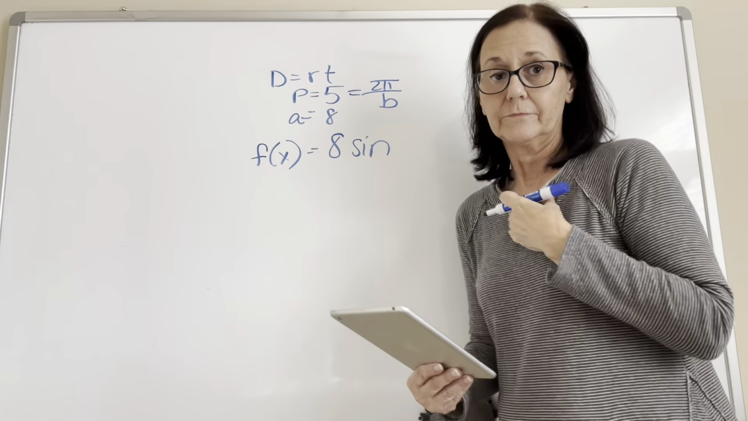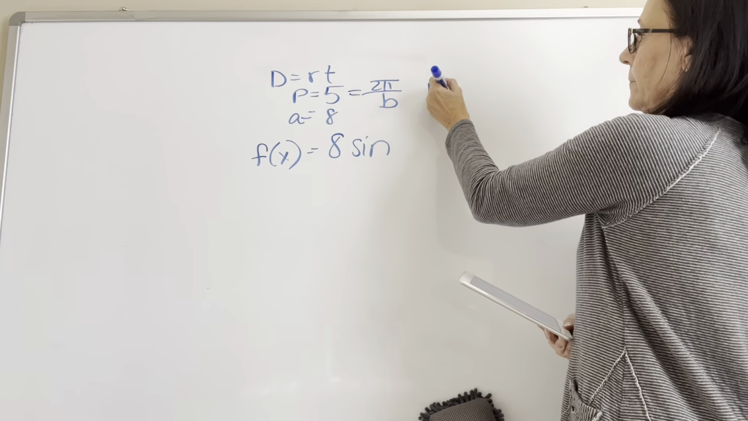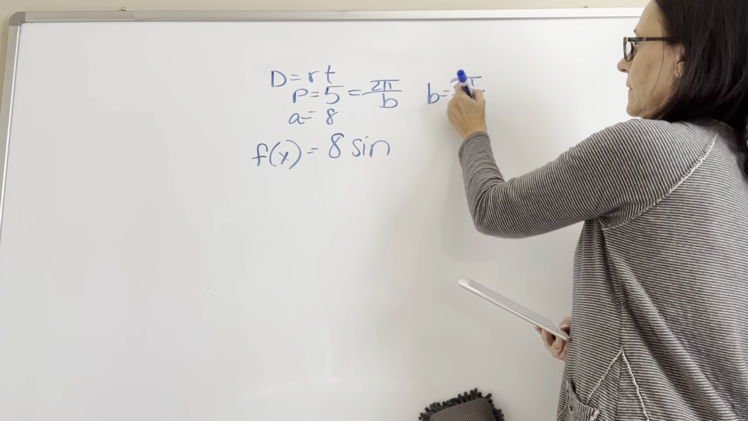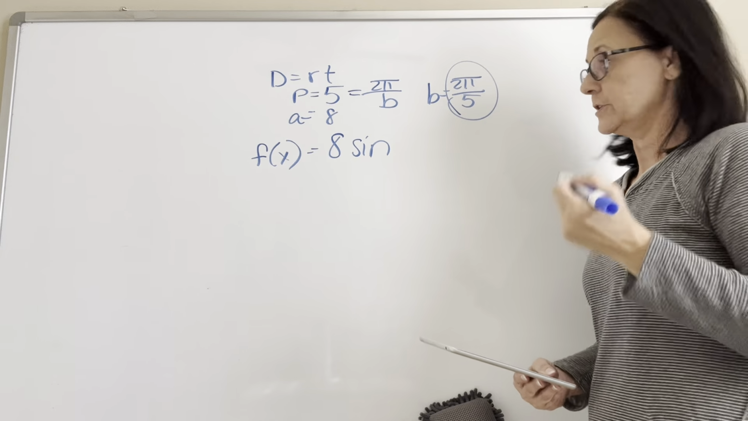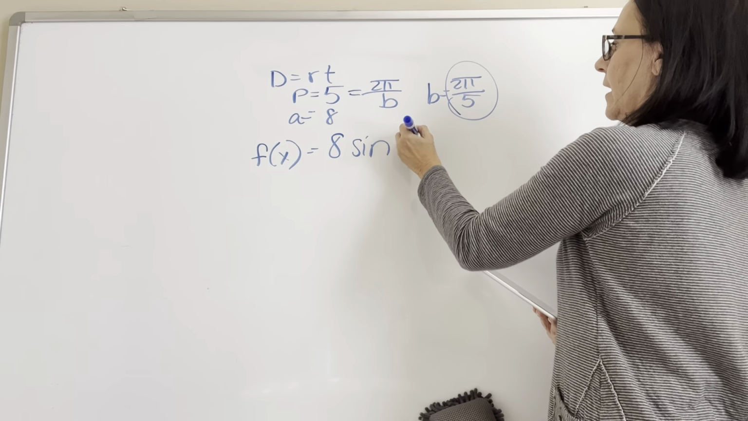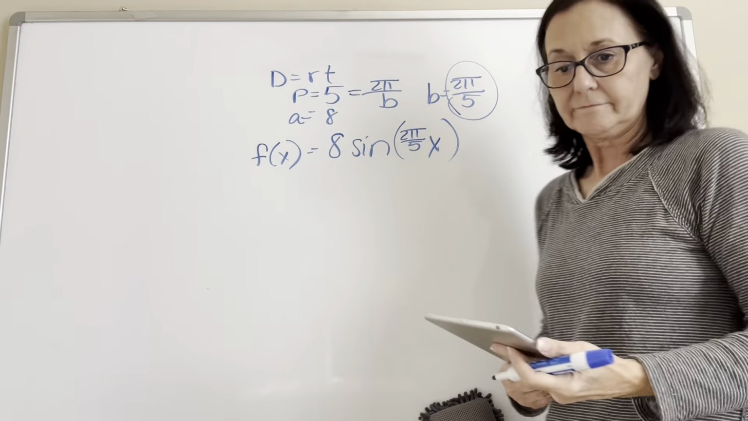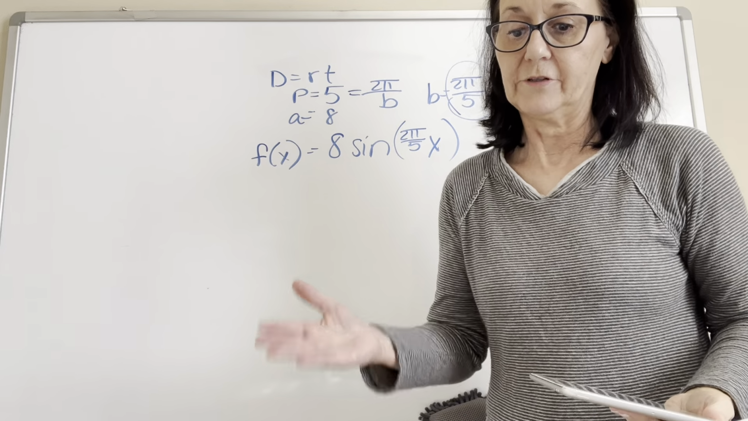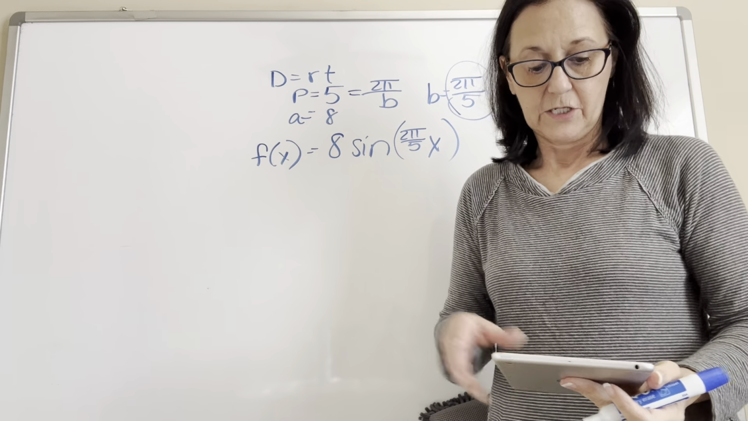Now remember, we can swap our extremes. That's what I'm going to do. B is 2 pi over 5. This is my b value. I just swapped my extremes. So it's going to be 2 pi over 5x. Not been shifted left or right. All right, so that's the function.